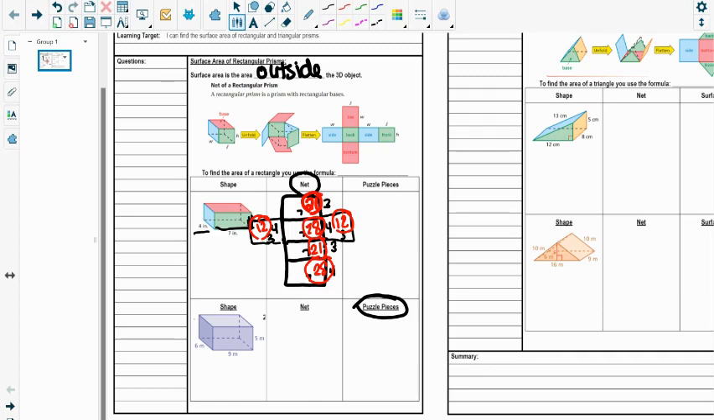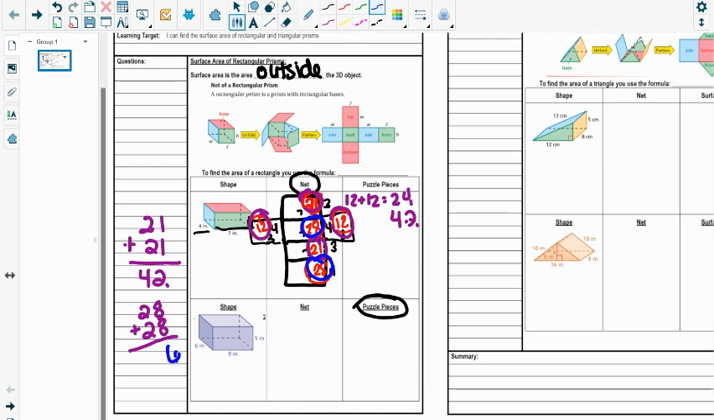Now, if we want the surface area of this whole entire shape, we do have to add all of those up. So I'm going to group some of those together. I'm going to say 12 plus 12 is 24. So I've got 24. I've got 21 plus 21. And if I didn't know what that was, I could group those together to the side. That would be 42. And then I've got 28 plus 28. Which are these ones. 8 plus 8 is 16, 4, 5, so 56.